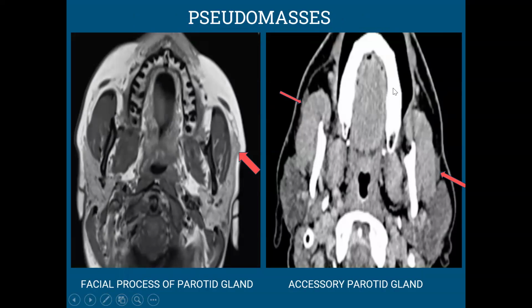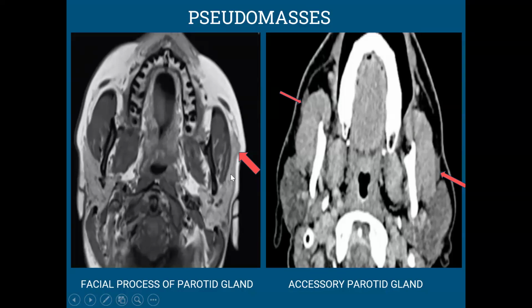Also, just to mention a few of the pseudomasses in relation to the masticator space. This is an axial T1 weighted MR image. This is the masseter muscle. This is the parotid gland on the right side. And if we look on the left side, this is the masseter muscle, and we can see a process which is arising from the parotid gland and extending anteriorly along the masseter muscle. This is known as the facial process of the parotid gland.